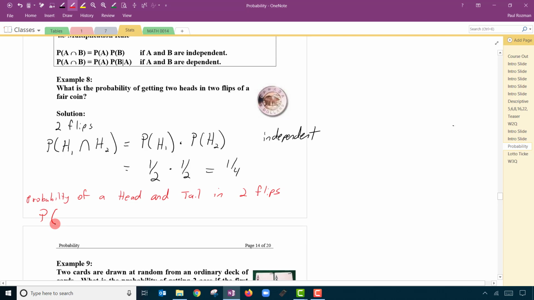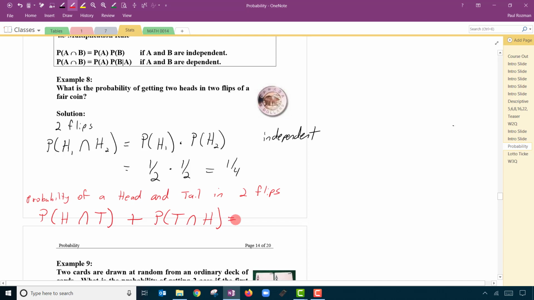This is a little trickier. I could get a head on the first one and then get a tail. Hey, I don't even need to put subscripts. I could just say, I could get a head and a tail, or I could get a tail and a head. Right? There's 2 ways that this could happen.